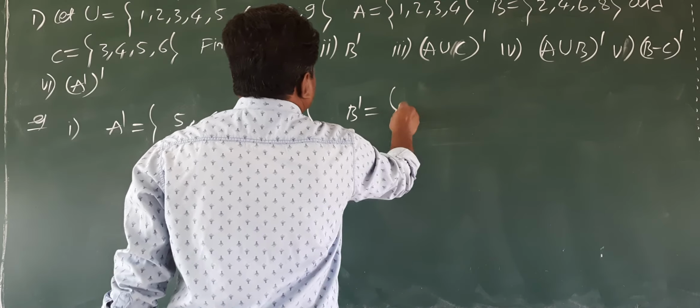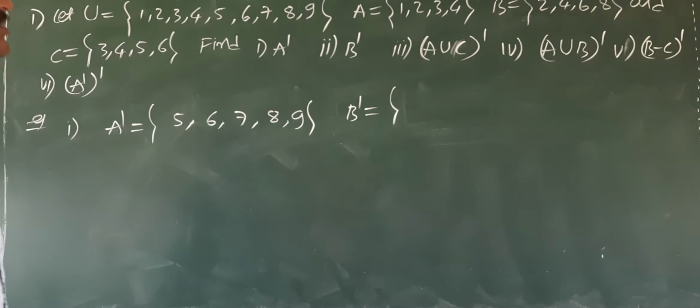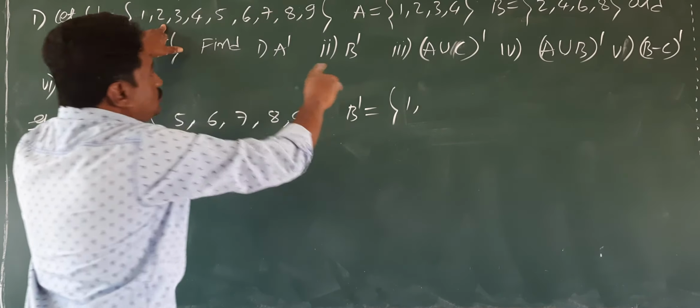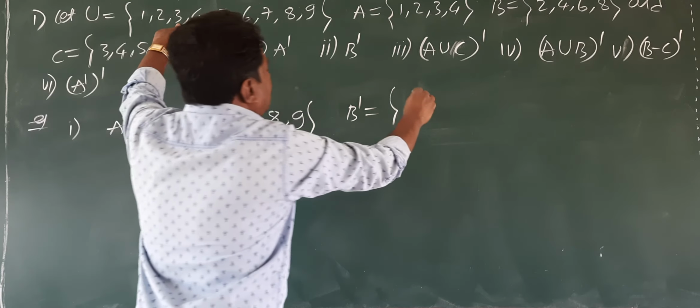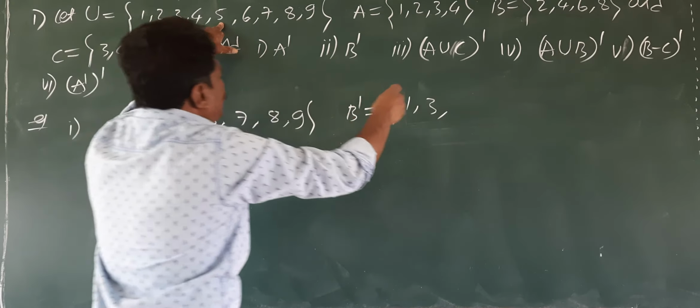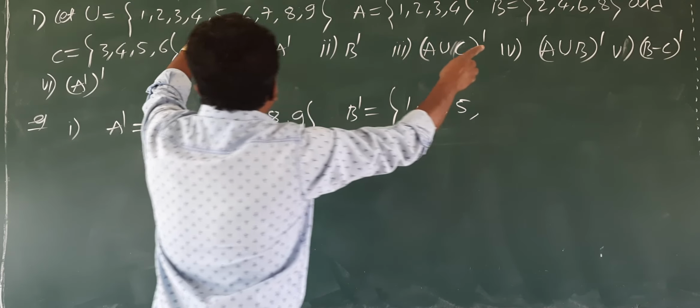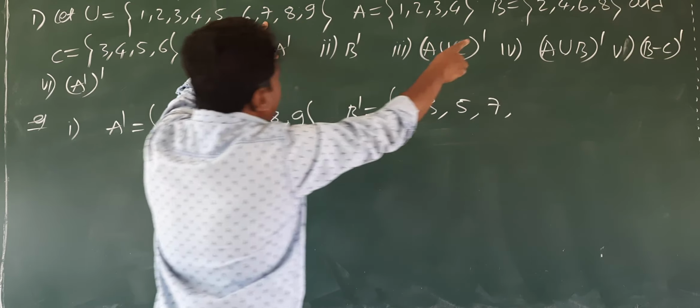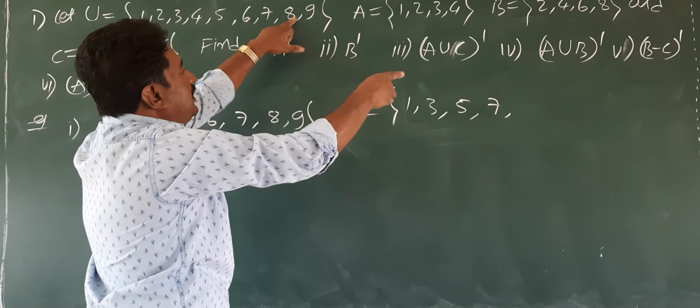So B dash: except 2, 4, 6, 8 set. So 1, it is not there in B. 2, it is there. 3, not there in B. 4, it is there. 5, not there in B. 6, it is there. 7 is not there in B. 8, it is there in B. 9.